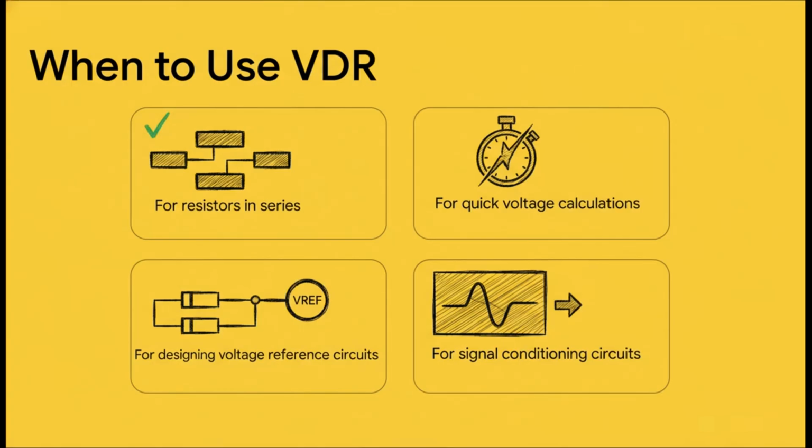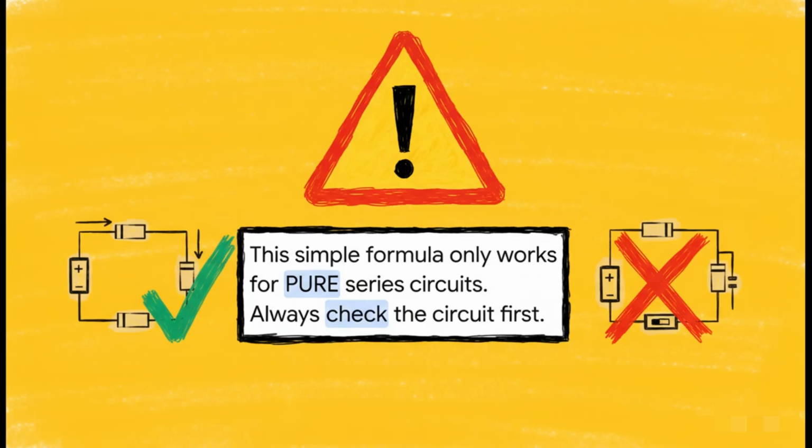So when is this the perfect tool for the job? VDR is your go-to for any pure series circuit when you just need a fast voltage calculation. It's incredibly useful in design too, like when you're creating a specific voltage reference or in signal conditioning, where you need to scale a voltage down precisely. And this right here is the most important warning I can give you. This simple formula we've been using is exclusively for pure series circuits. The second you introduce any components in parallel, the rule, as we've written it, completely falls apart.